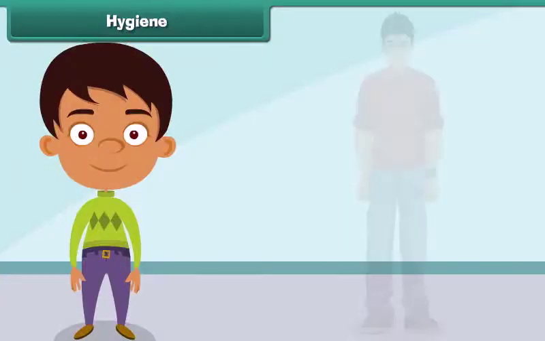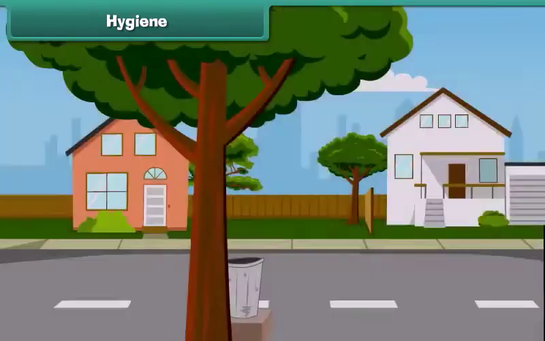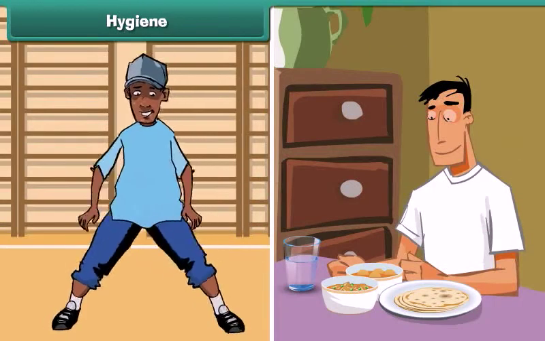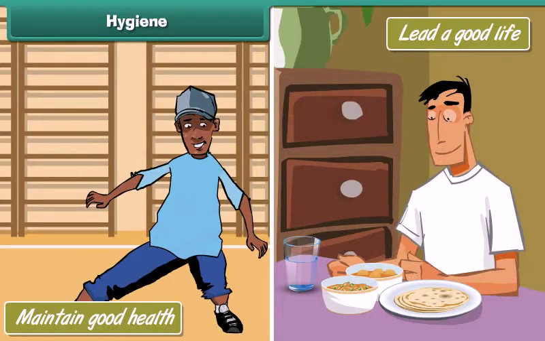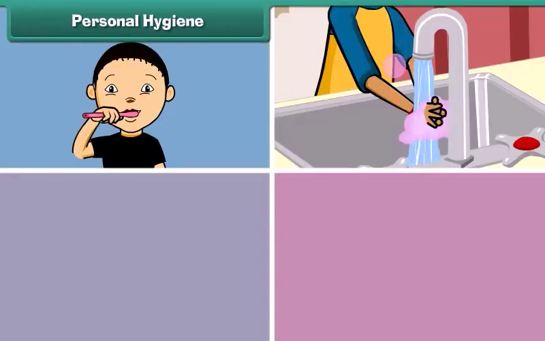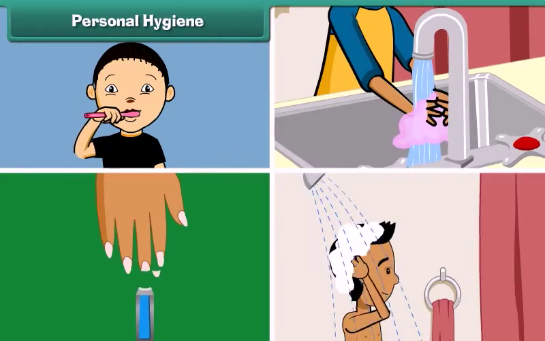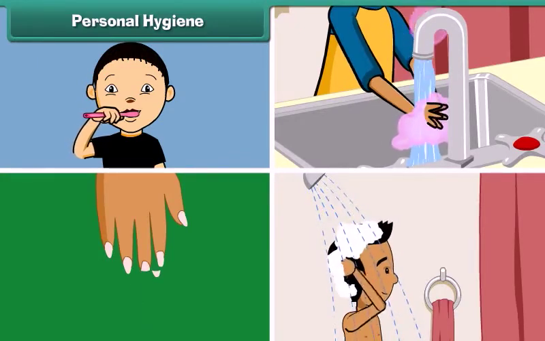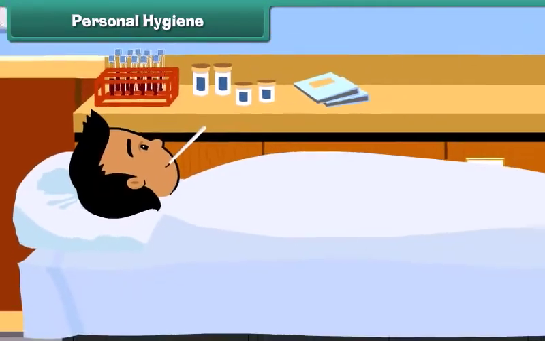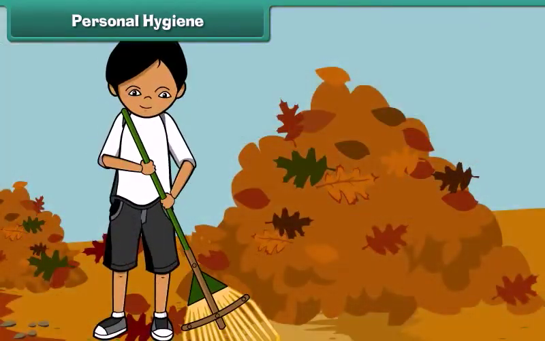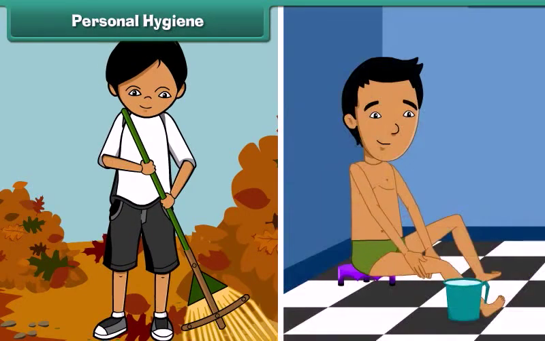Hygiene. Hygiene means cleanliness of one's own body and the surroundings. We must practice hygiene to maintain good health and lead a good life. Personal hygiene. Personal hygiene involves keeping one's teeth, hands, nails, hair, body, and clothes clean. That is not enough. A clean body in a dirty surrounding can fall ill. So it is important that we keep our surroundings clean as well.